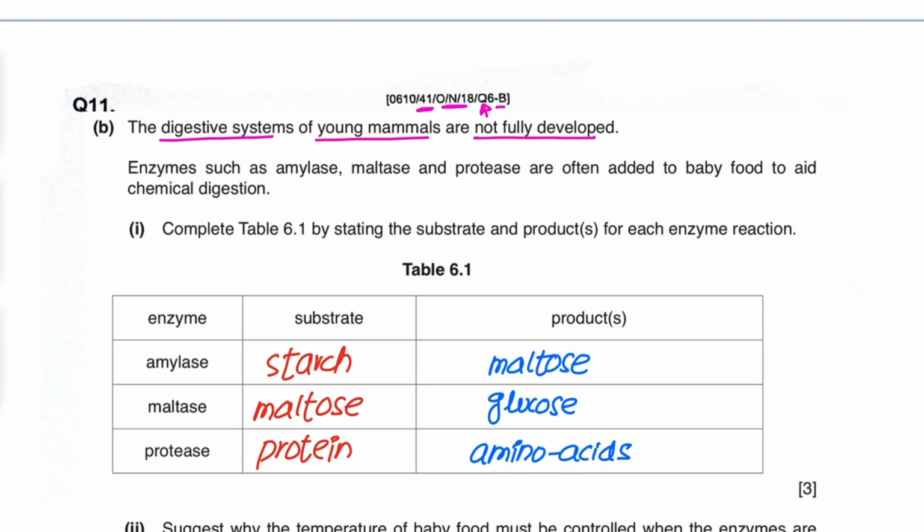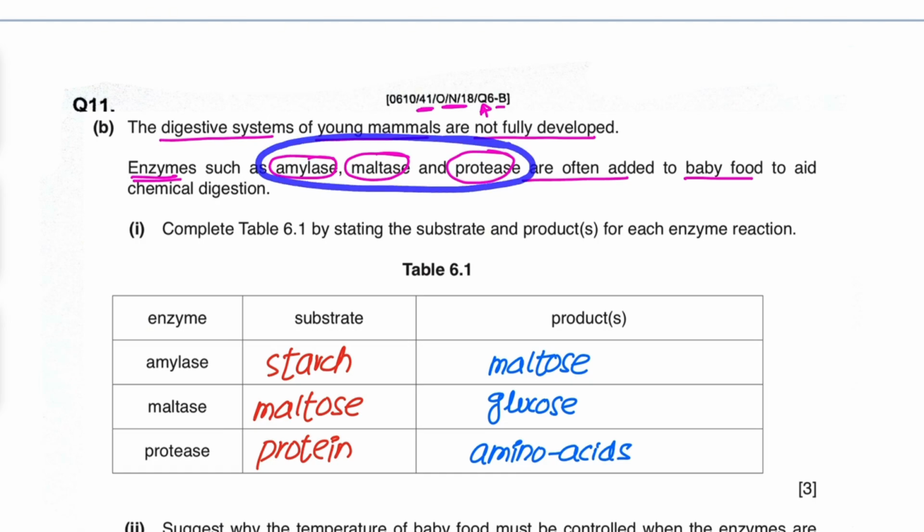If there is a young mammal, recently born, the digestive system is not properly developed. They are saying that enzymes such as amylase, maltase and protease are often added to the baby food. Now, why are we adding them to the baby food? Because their alimentary canal is not properly developed. So if we add the enzymes to their food, they would assist in the digestive process.